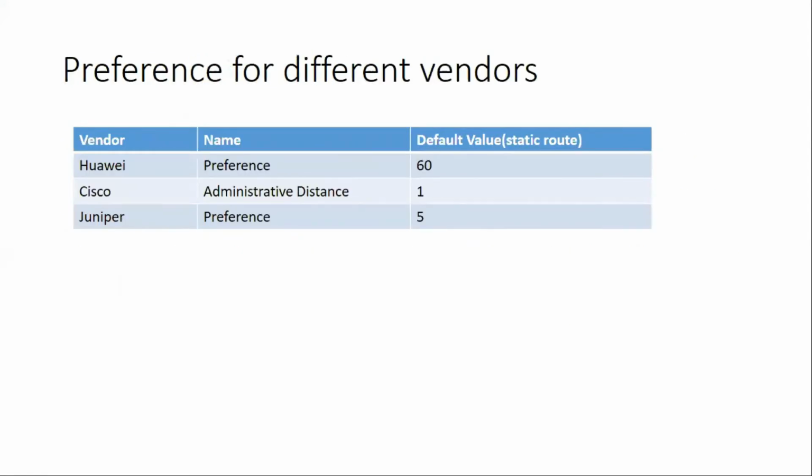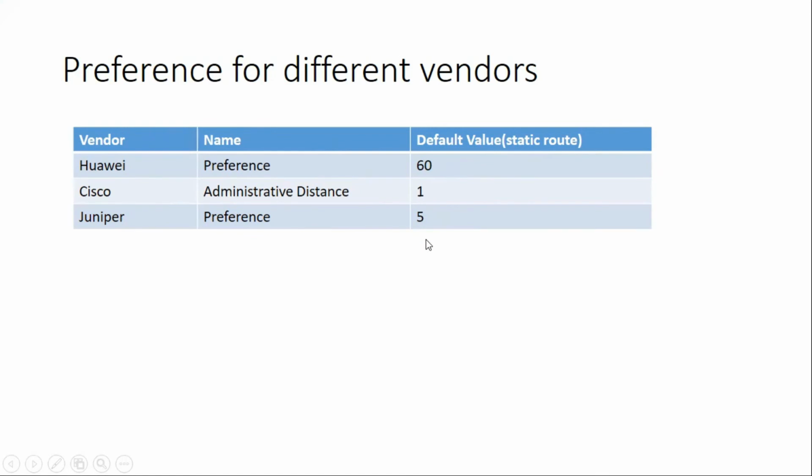So before we end this session, we want to compare the preference for different vendors, because you might be working in a multi-vendor environment, and you might find some routing issues if your values do not match. In Huawei, it's called preference, and the default value is 60. In Cisco, it's called administrative distance, and the default value is 1. For Juniper, it's also called preference, it's 5.